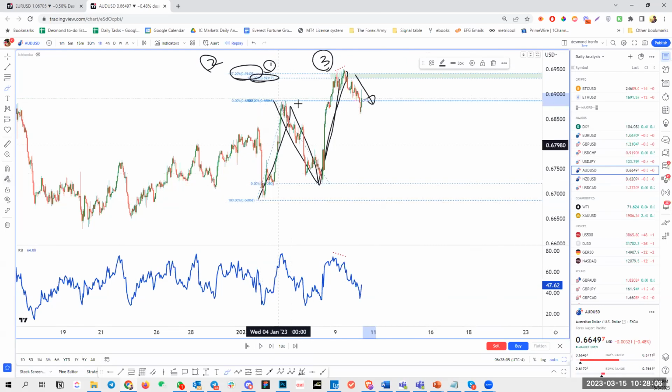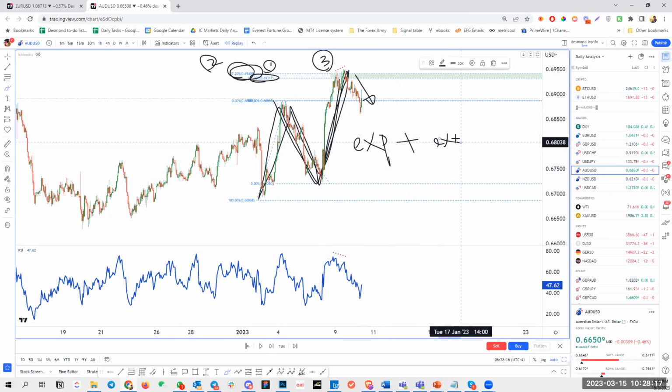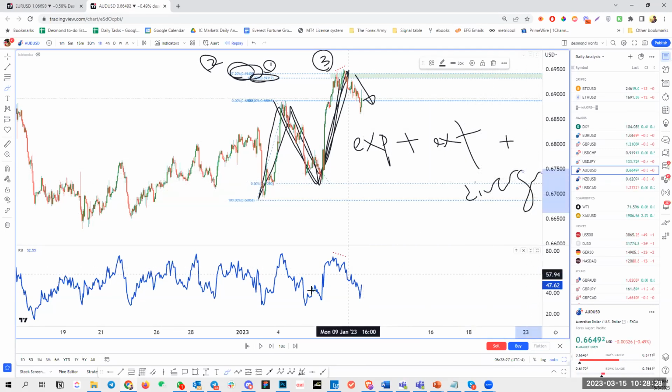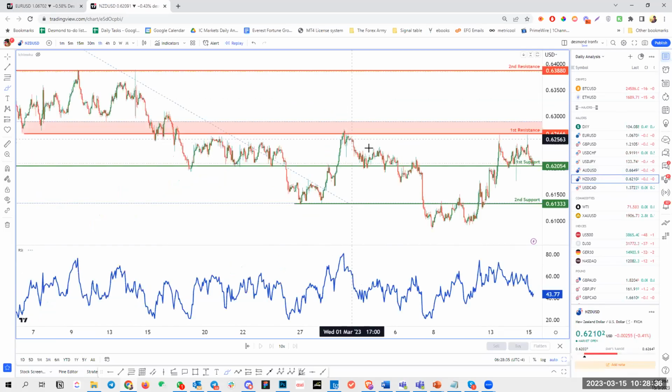So this is an example of finding a Fibonacci expansion along with a Fibonacci extension. So this is expansion plus extension plus divergence. Okay, all three of them lining up very nicely to call this reversal over here. Okay. Let me try to look for a couple more examples. So we got Kiwi dollar.